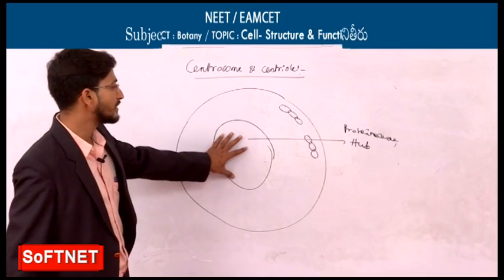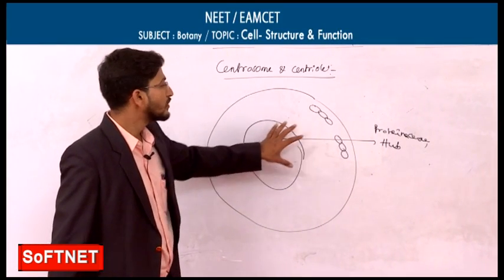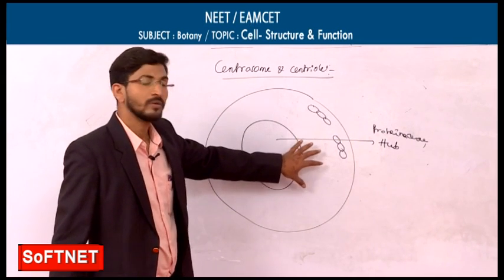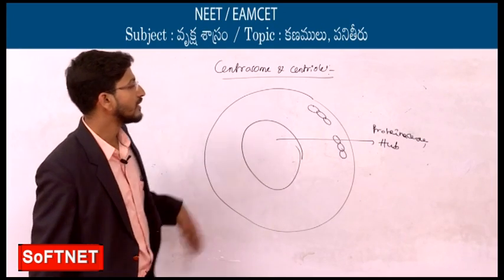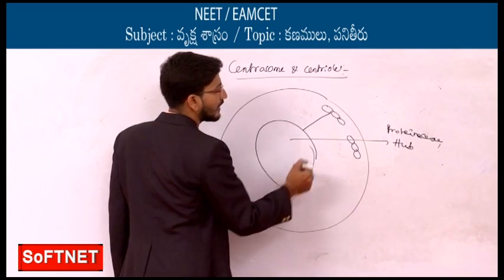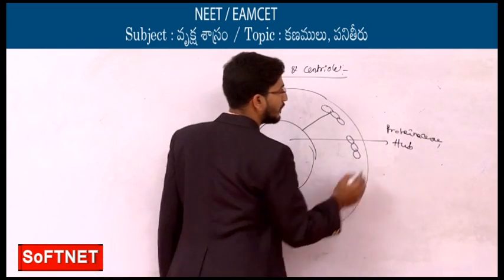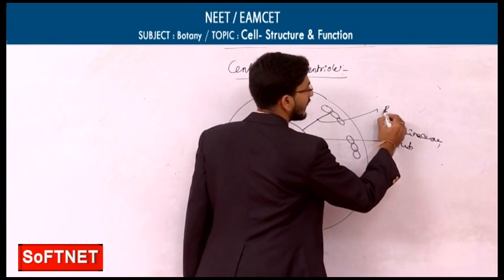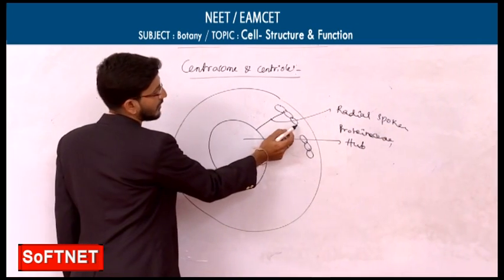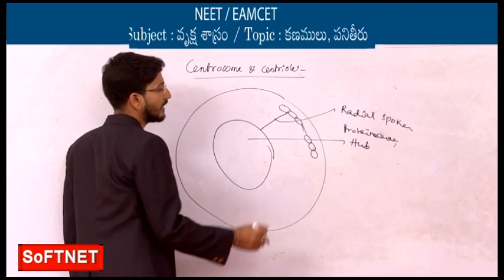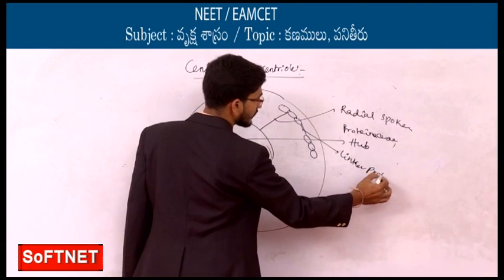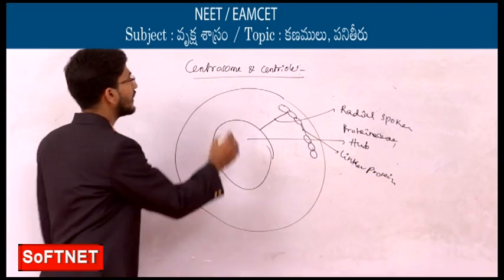This proteinaceous hub is present centrally. The proteins around it, the peripheral nine triplet molecules, are present in the peripheral region, accumulated with the pericentriolar matrix. These nine triplet molecules are attached to the central proteinaceous hub with the help of radial spokes. Here also, these triplet proteins are interconnected with linker proteins. So this is the structure of the centrosome.